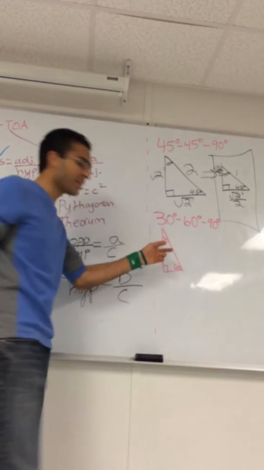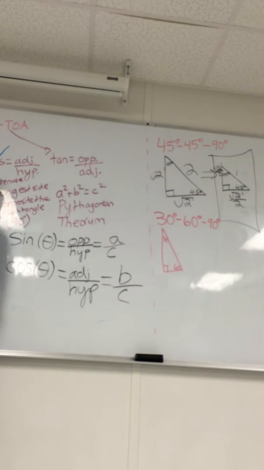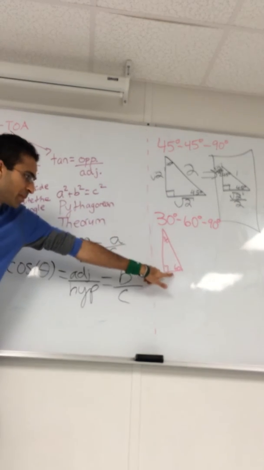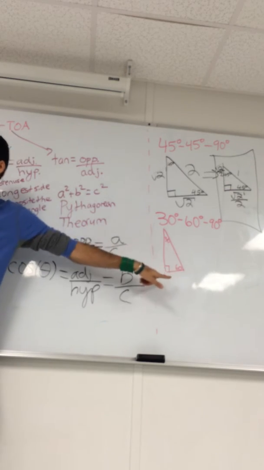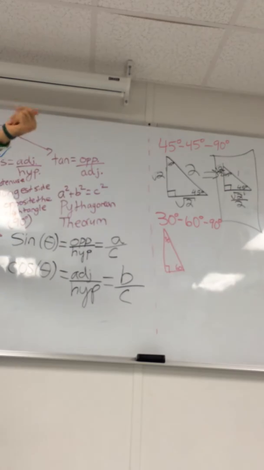All right, 30, 60, 90. It's important where you place these. The 30-degree angle must be across from the smallest side. Smallest angle across from smallest side.